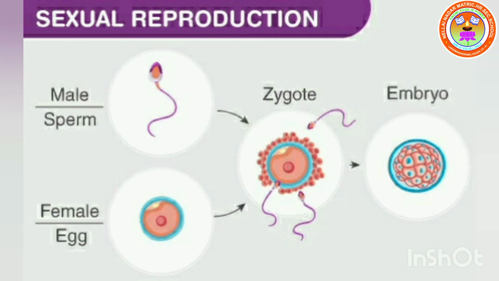Next, embryo formation. The zygote further divides repeatedly into group of cells. These cells develop into different tissues and organs, constituting a full body. This structure is known as embryo. The embryo continues to develop in the uterus and it is developed into body parts such as head, face, hands, legs, etc. Based on whether the embryo develops outside or inside the body, animals are classified into oviparous and viviparous respectively.